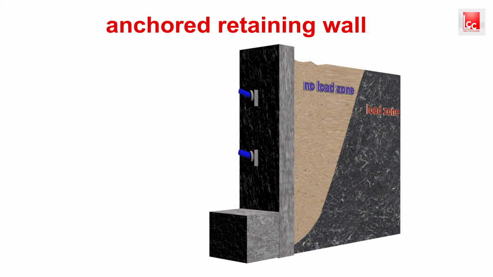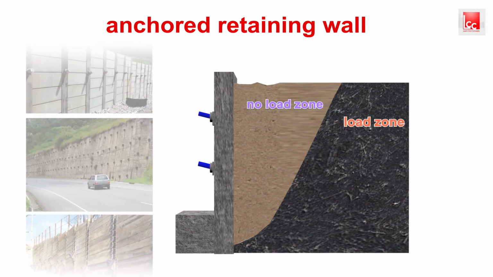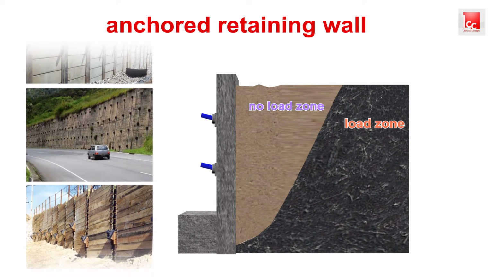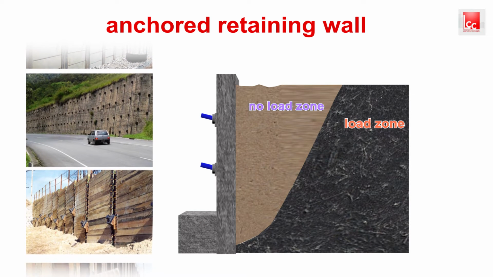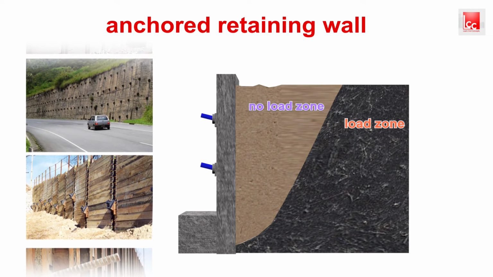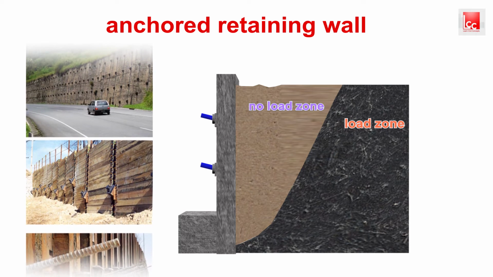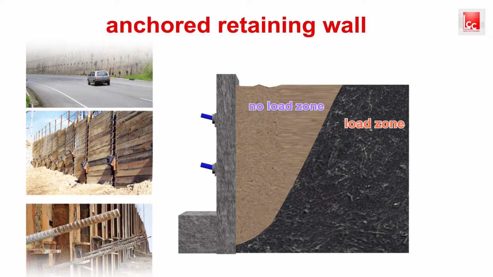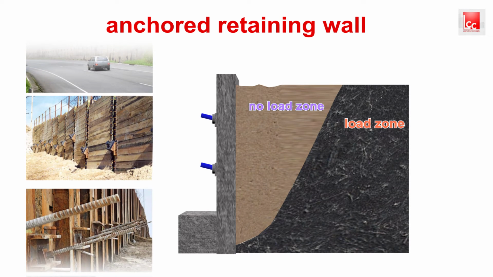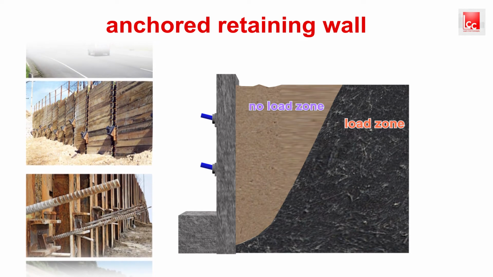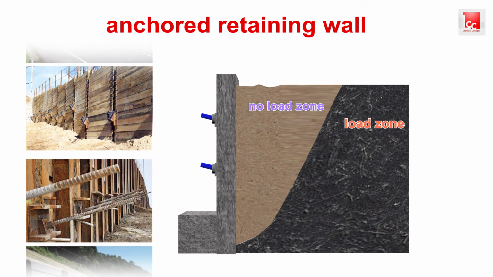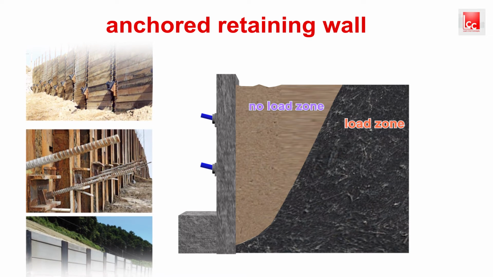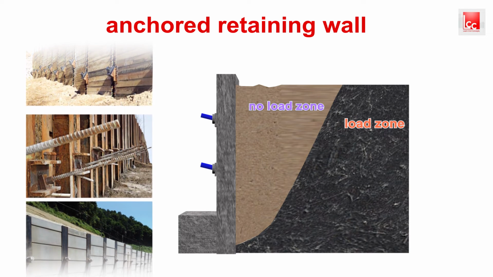Anchored retaining wall. When we have limited space or require a thin retaining wall, this type of retaining wall is employed. Anchored retaining wall is suitable for loose soil over rocks. You can see these anchored retaining walls in hilly or steep areas where not enough space is available. These retaining walls are constructed where a high retaining wall is required for structural stability.